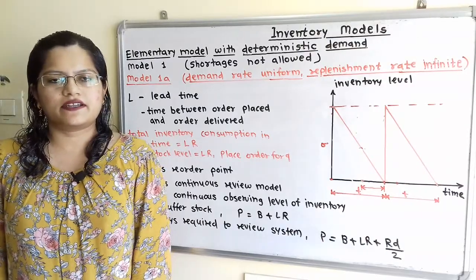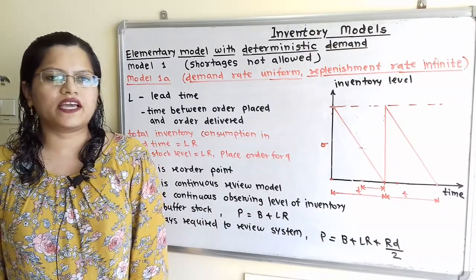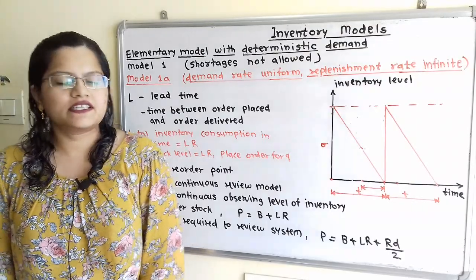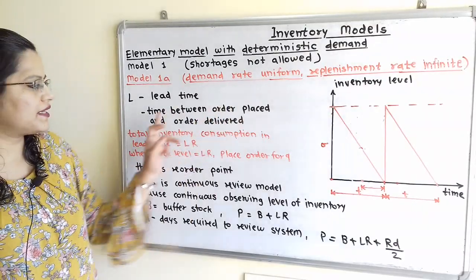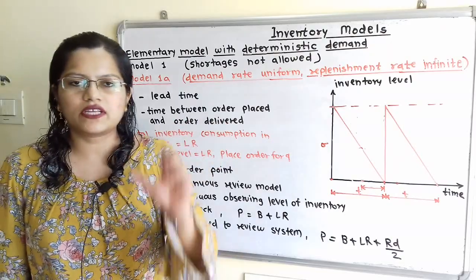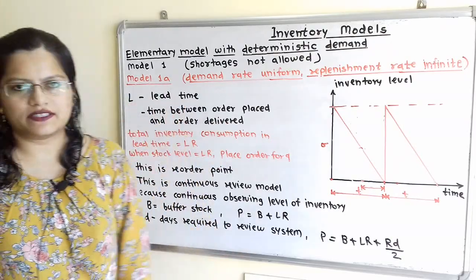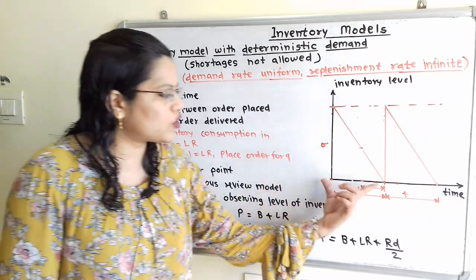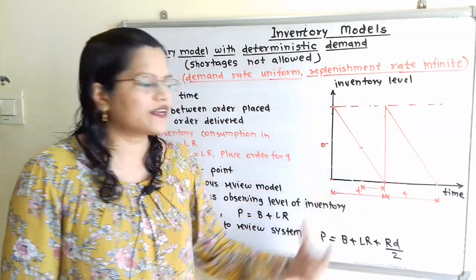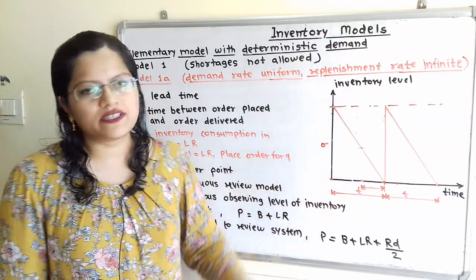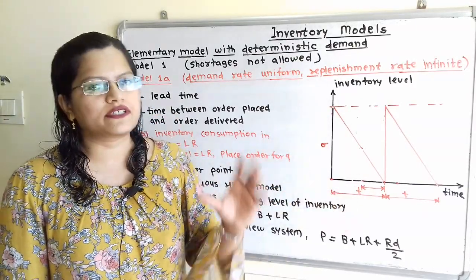Let us understand the concept of lead time with the help of a graph. What is the meaning of lead time? It is the time between order placed and order delivered. Suppose we consider this time is in days. Now we will consider the total time period T is equal to 10 days and lead time L is equal to 3 days. Then how to plot this L?